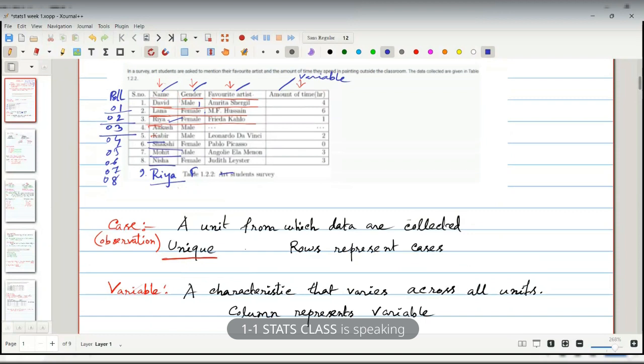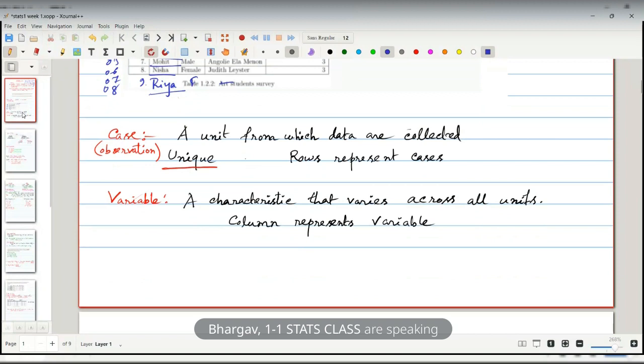If all the names are unique, then you can say David is a case, Lana is a case, Ria is a case. But if even one name is the same, then it would not be a case. If there is no uniqueness, those are not cases. Cases are unique, so we should have at least one variable which is unique.